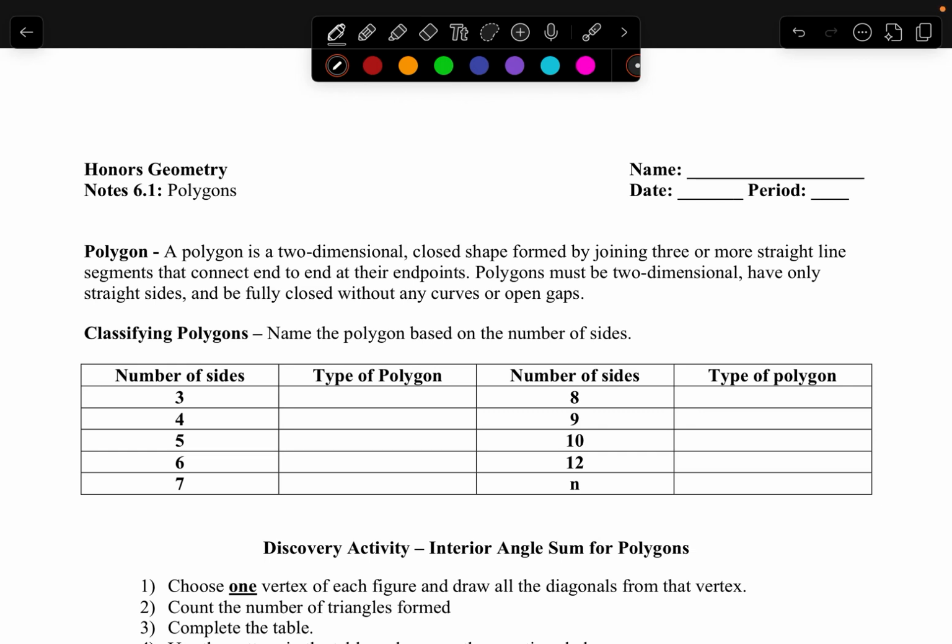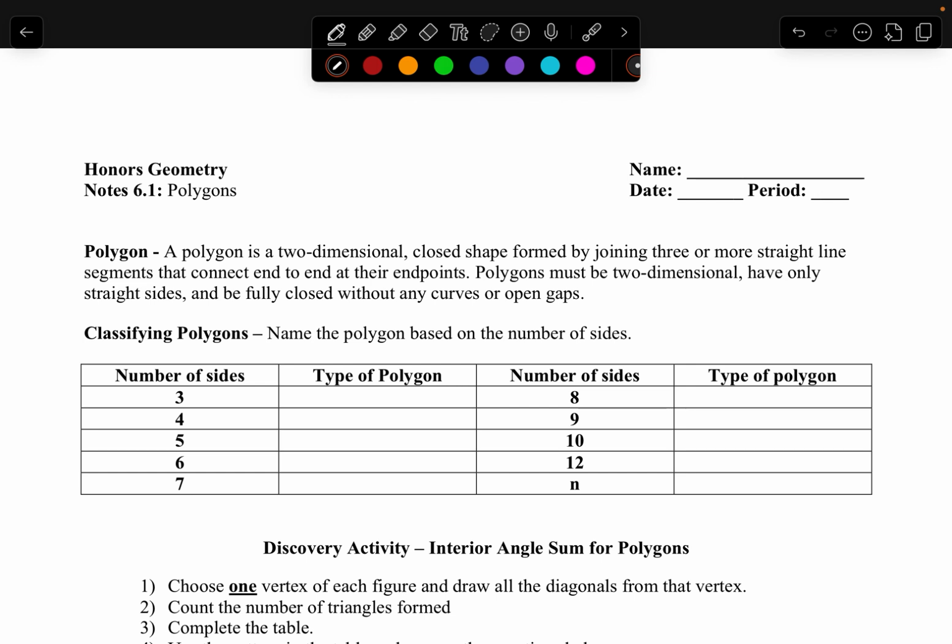Hello everybody, this video is going to cover our 6.1 notes over polygons. First thing we need to do is define a polygon so that we know what a polygon is and what a polygon is not. A polygon is a two-dimensional closed shape formed by joining three or more straight line segments that connect end to end at their endpoints.